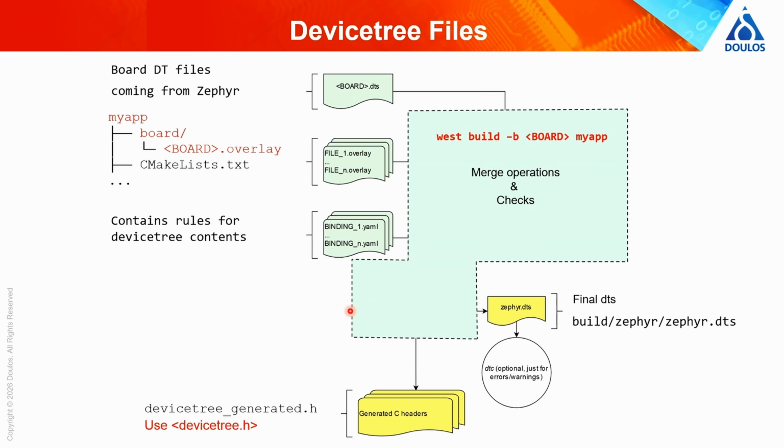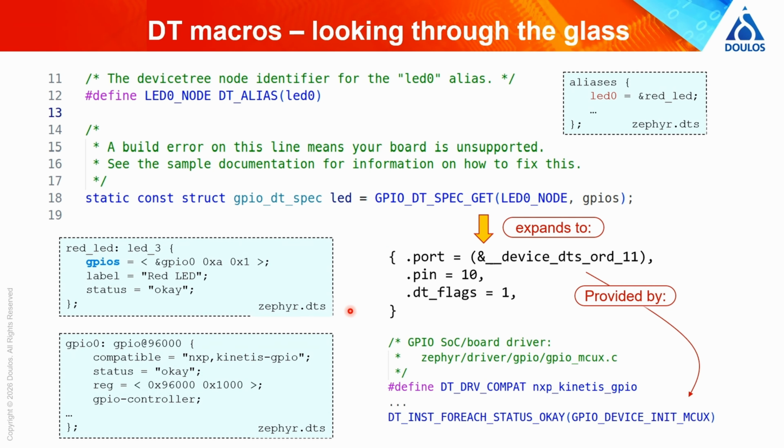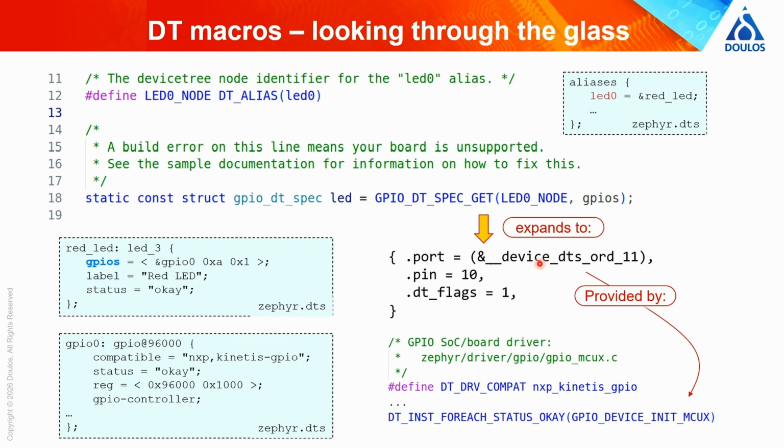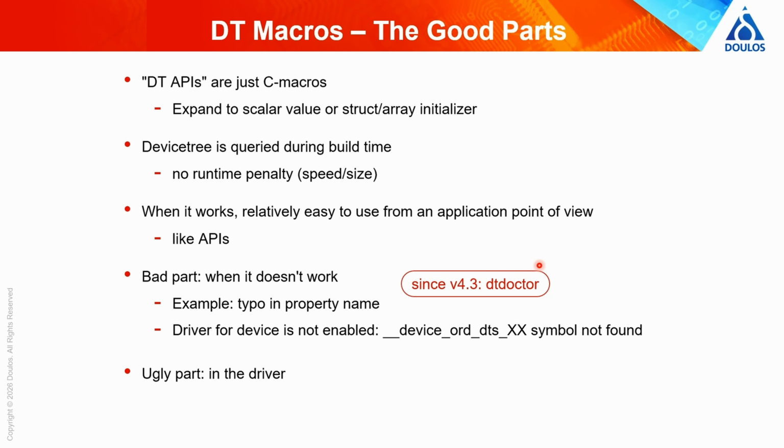The nice thing is that the Devicetree is resolved at compile time. It's not in memory and you don't have a runtime penalty. It's used to initialize data structures at compile time. So we don't have any runtime penalty in terms of speed and size. It's like an API. The bad part is when it does not work. Here you can get strange compile errors. Also, you can get this device or DTS is not resolved. This one means that you have not enabled the drivers. And the ugly part is really in the driver.